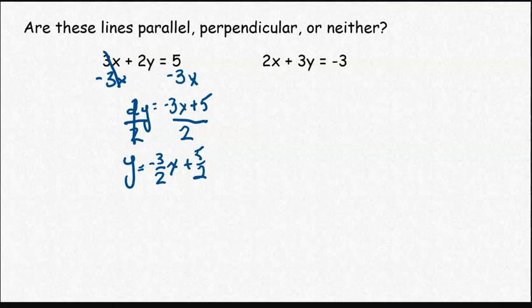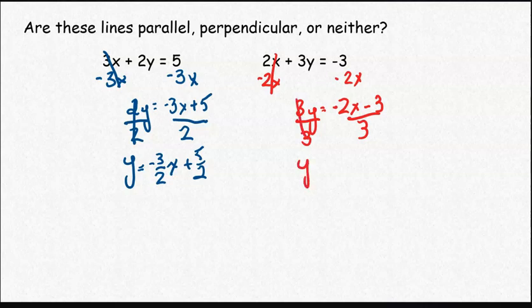As we move into more advanced math, get used to these numbers in the form of fractions. More advanced math actually moves away from decimals quite a bit because decimals are not precise. Okay, going to follow the same process here. Subtract the 2x from both sides. That becomes 0. 3y equals negative 2x minus 3. Then I'm going to divide by 3. I'm going to have y equals negative 2 over 3x minus 1.